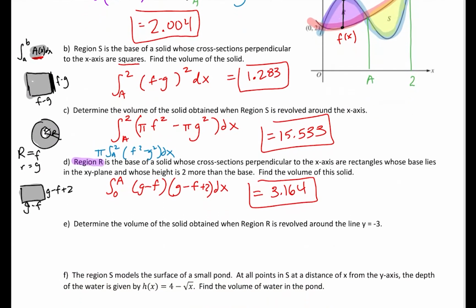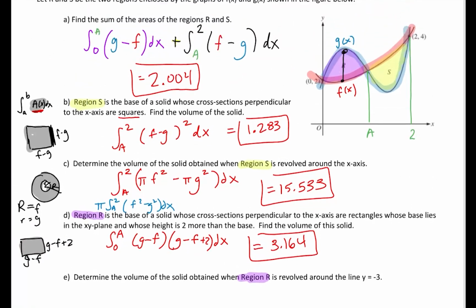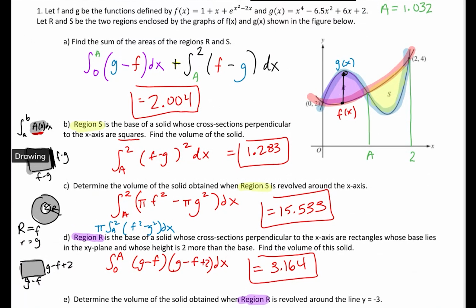Part E, determine the volume of the solid obtained when revolving region R. We're still on region R like we were on part D. I'll highlight these from the previous problems. Region R is revolved around the line y equals -3. If we look back at this diagram, y equals -3 is not even to scale here, but somewhere down here. And we're going to revolve region R around it. If I take this point here and revolve it around, that's what's going to give me the smaller circle. Revolving this around is going to give me the bigger circle.